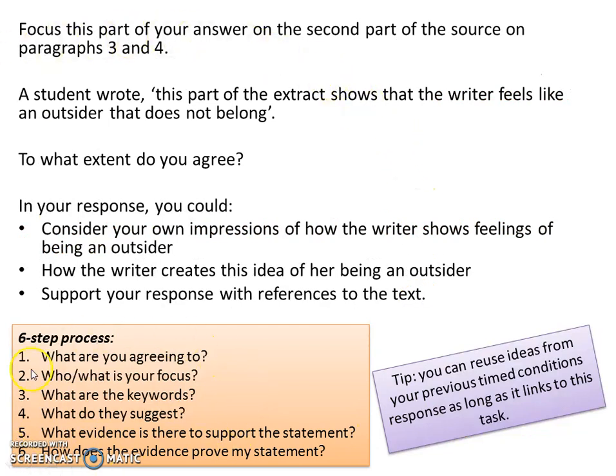So this is a kind of 6-step process down here, and this is quite useful. Think about what you're agreeing to. Do agree. Think about who or what you are focusing on. That immediately cuts out anything that isn't about whoever you're focusing on. Yeah? What are the key words? So look out for your key, most powerful quotes and limit it to 4 or 5.